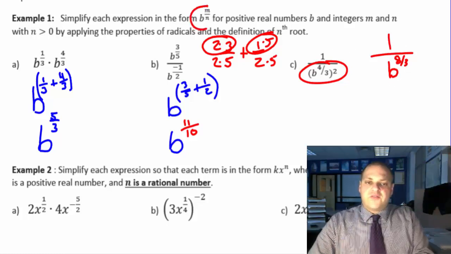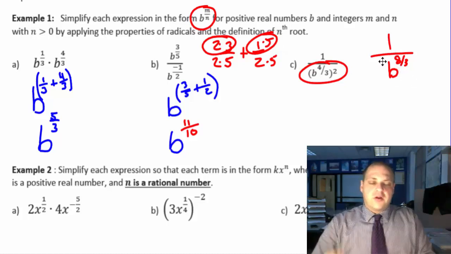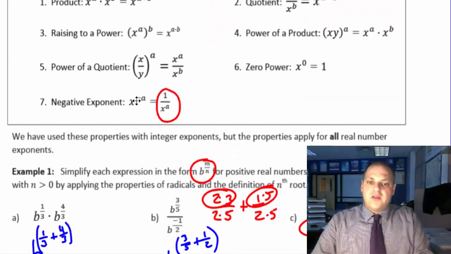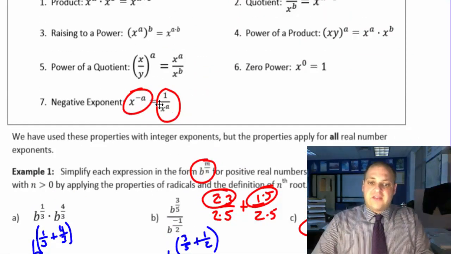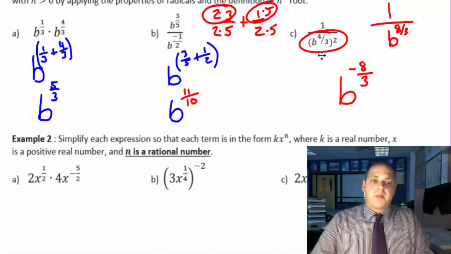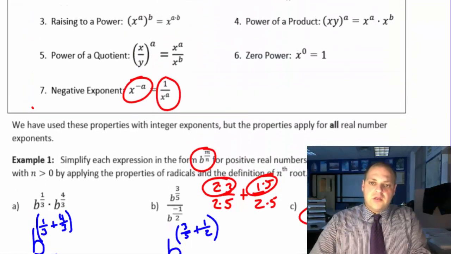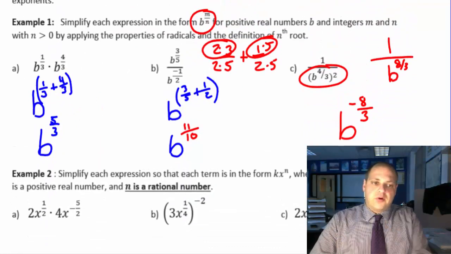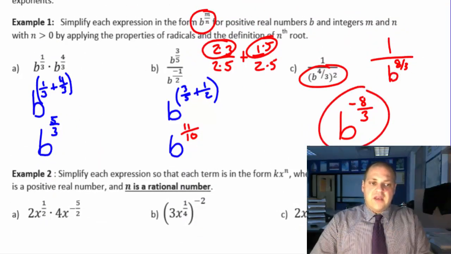And then we want to write it in this form right here. So all we have to do is understand that 1 over is one of our properties. 1 over x to the a is x to the negative a. Just apply that negative exponent property to write b to the negative 8/3. So in this one, we had to apply two properties. We raised a power to a power, and we multiply. And then we applied the negative exponent rule, moving it up so it's written in this form, which is what they wanted, b to the m over n form.